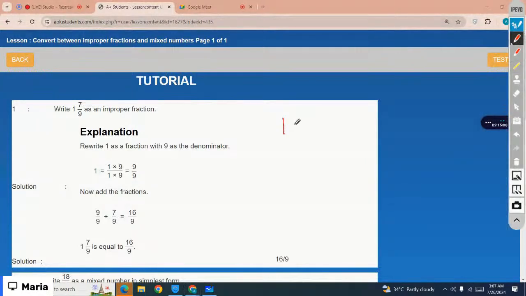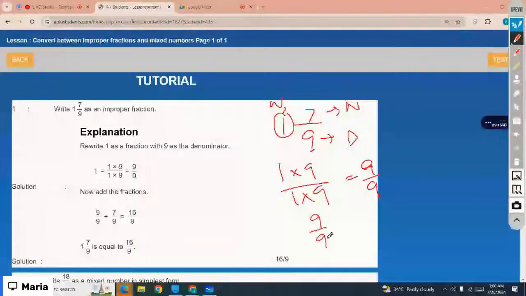So how do we write? You have 1 is the whole. So you have the whole number here. First, you need to convert that whole number into a fraction. How to convert the whole into a fraction? The whole number is 1. Multiply it by the denominator. The denominator is 9. Multiply and divide it by the 9. So that is 9 over 9. And then the fractional part is 7 over 9. So you can do 9 plus 7 is 16 over 9, right?